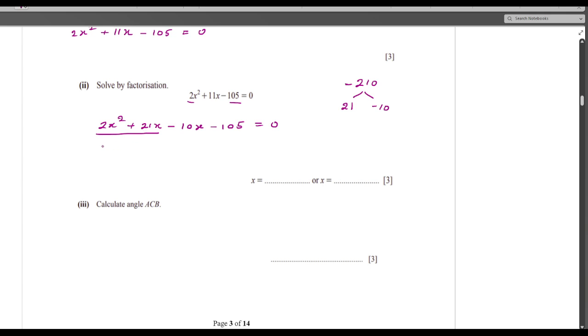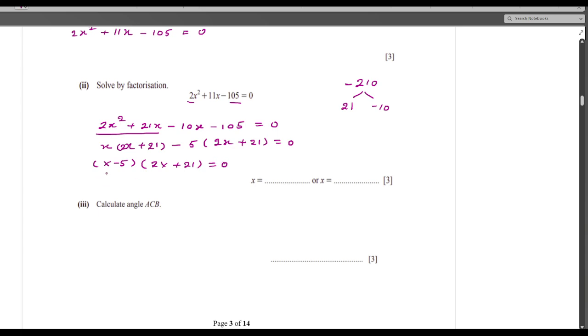Here I will take x common. So it is x, sorry, this is 2x plus 21. Here I will take minus 5 common. So again here I will get 2x plus 21 is equals to 0. So you have x minus 5 times 2x plus 21 is equals to 0.